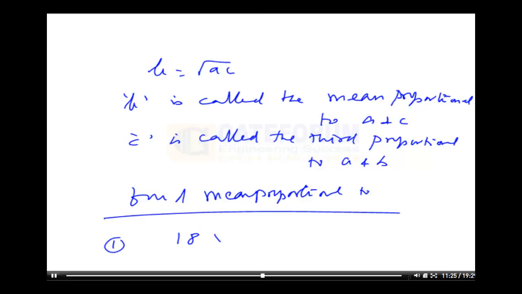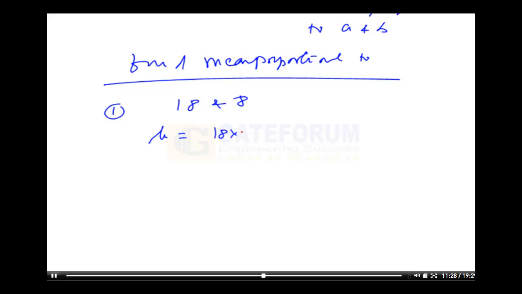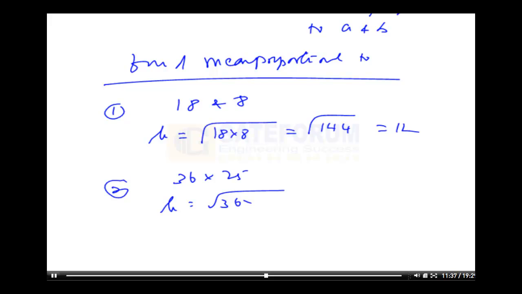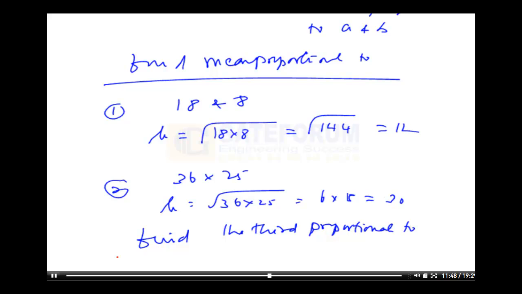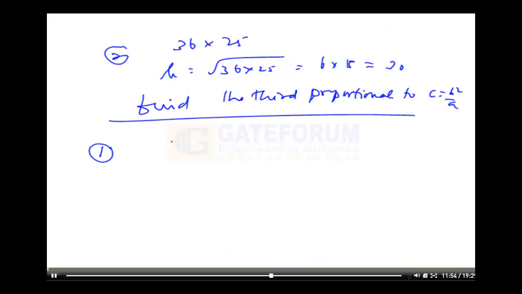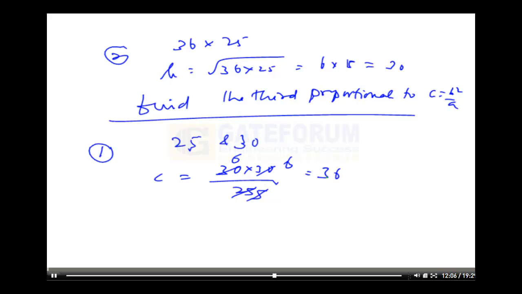Let's find the mean proportional to, let us say, 18 and 8. So I want b. We know it is the root of the product ac, 144, that is 12. I can give you some easy numbers. So b will be the root of the product of 36 and 25, which will be 30. Now let us find the third proportional to 25 and 30. That means we are finding c, which is b squared by a. So c is equal to b squared by a, 30 squared by 25, 5 times, 6 times. If you compare these two, you can understand that.